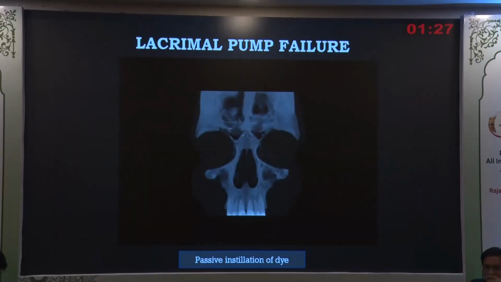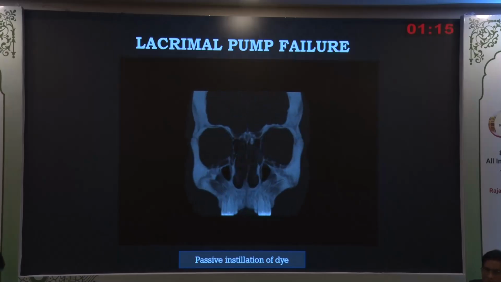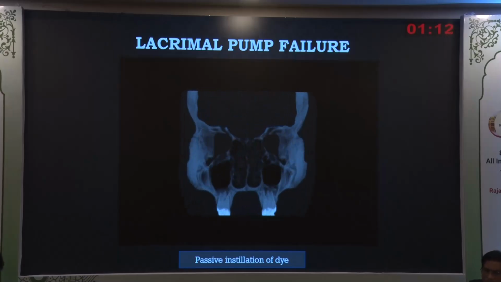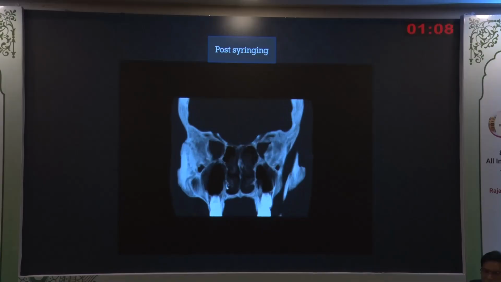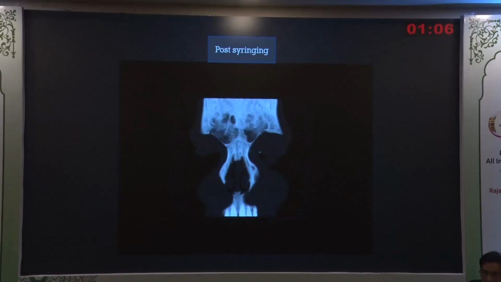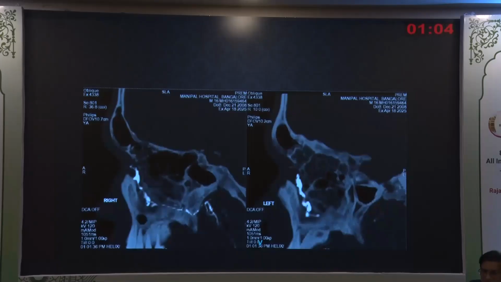This is another patient with lacrimal pump failure, a child where, when we did the drop method, the contrast was only in the sac but was not going into the nasal cavity. But when we did syringing, the entire anatomy of the lacrimal system was immediately revealed, and you can see a beautiful image going all the way up to the nasopharynx, right from the canaliculus to the sac to the NLD and up to the nasopharynx on both sides.